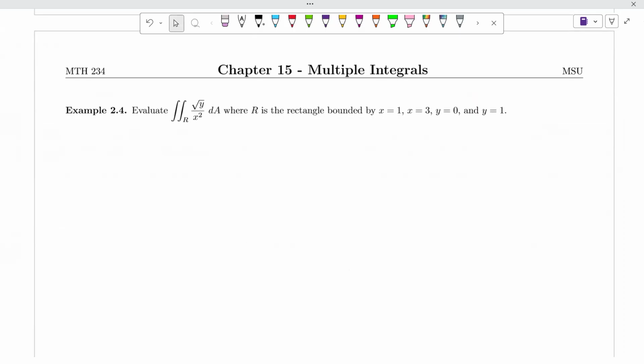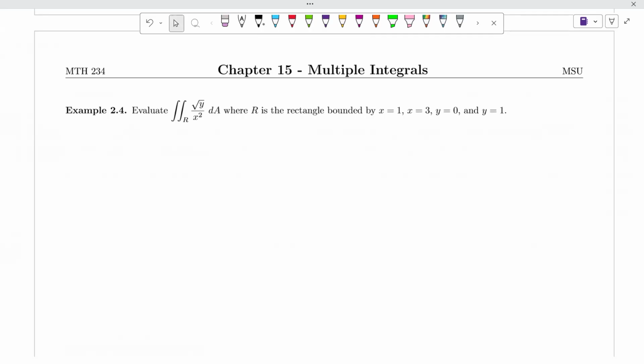But if we take a look at this one, looks like we're going to do the double integral of root y over x squared dA, and R is the rectangle bounded by x equals 1, x equals 3, y equals 0, and y equals 1. So notice this time we're just given dA, and basically told, you figure out what the order should be. Meaning we can choose which integral to do first, whether we want to do dx or dy first.